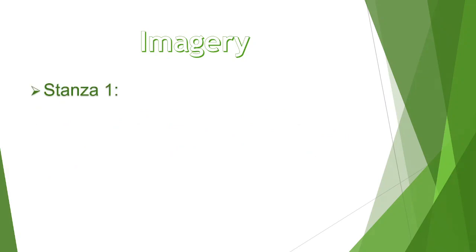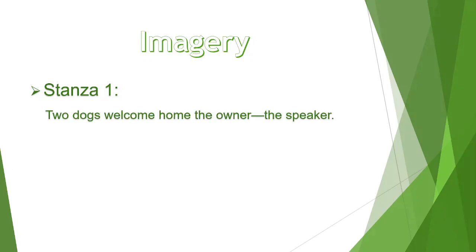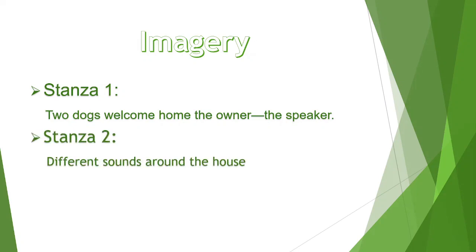Imagery. This poem used a lot of imagery. Some of the examples are in stanza 1. The imagery is 2 dogs welcome home the owner. Stanza 2, the imagery is different sounds around the house. Stanza 3, the imagery is the quietness of the house.